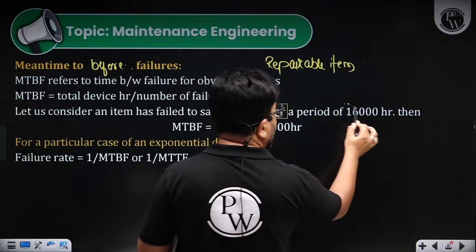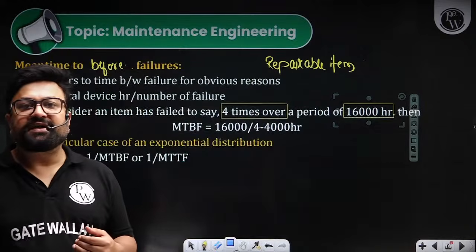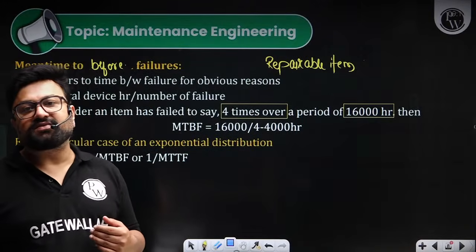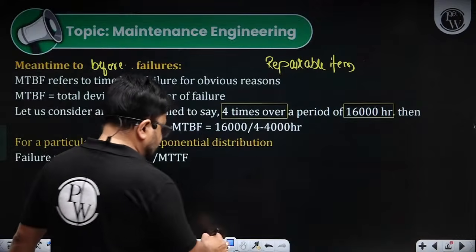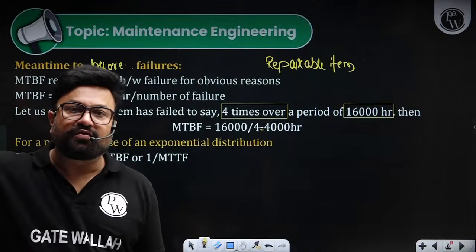times over a period of what? Over a period of 16,000 hours, then what will be the mean time before failure? That will be 16,000 divided by 4, that is equal to 4,000 hours, the mean time before failure.